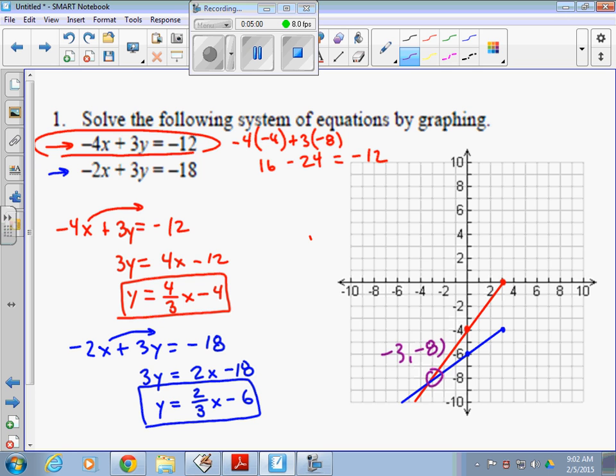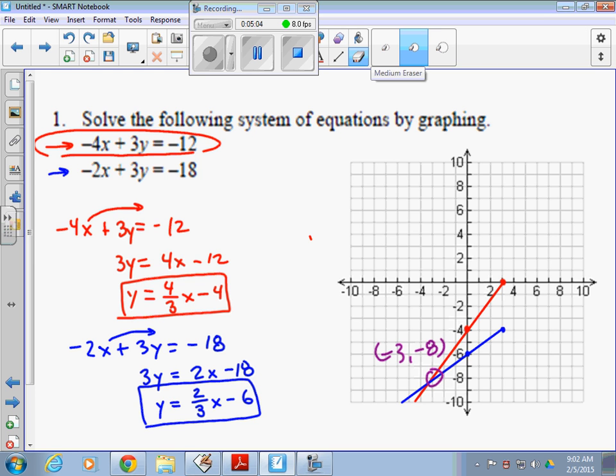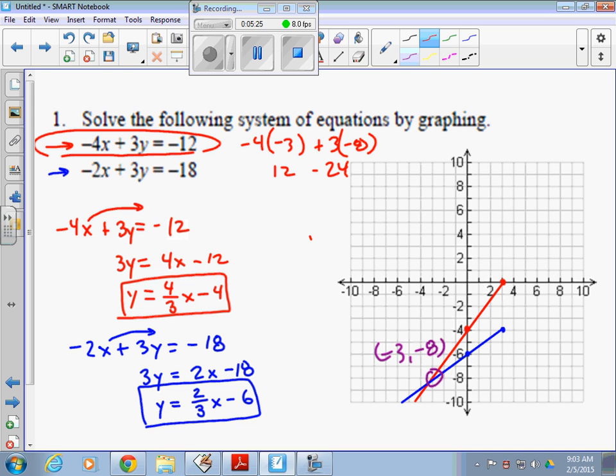Again, we're going to move on to, in just a second, the substitution method. There's no guessing with the substitution method. When you plug these values in, negative 4 times negative 3 is positive 12, plus 3 times negative 8 is negative 24. 12 minus 24 is negative 12. That one is a true statement.